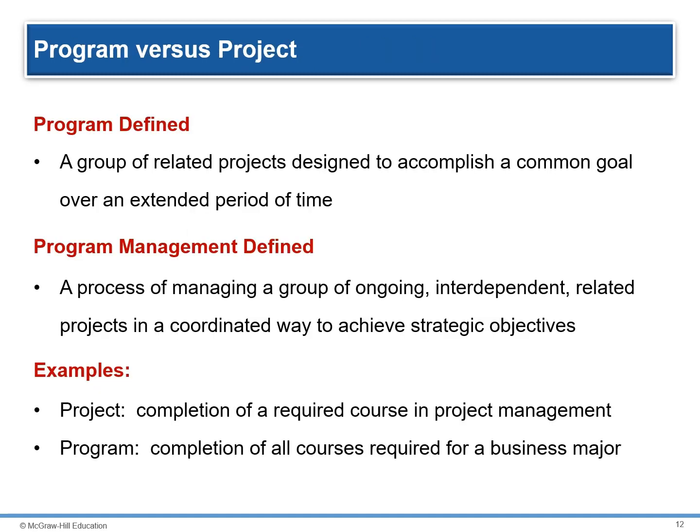Project management is not the same as program management. Programs are defined as a group of related projects designed to accomplish a common goal over an extended period of time. Program management, therefore, is a process of managing a group of ongoing, interdependent, related projects in a coordinated way to achieve strategic objectives. For example, a project can be completion of a required course in project management. However, a program can be completion of all courses required for a business study.